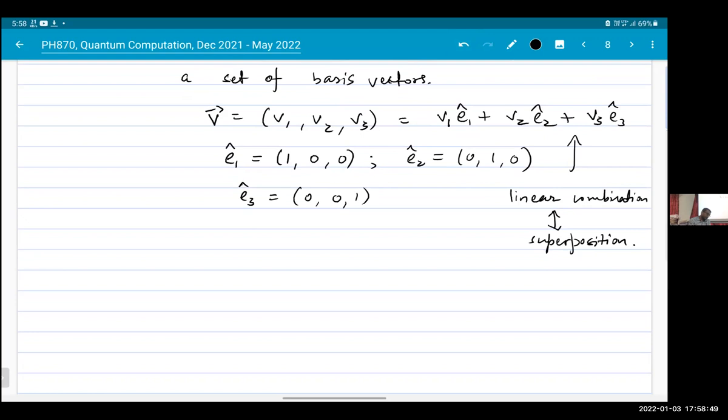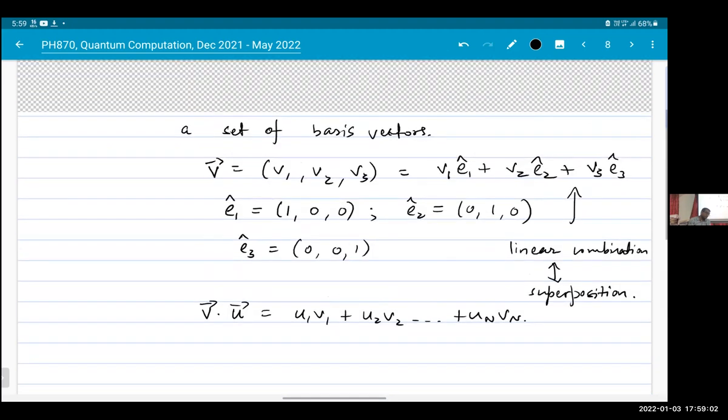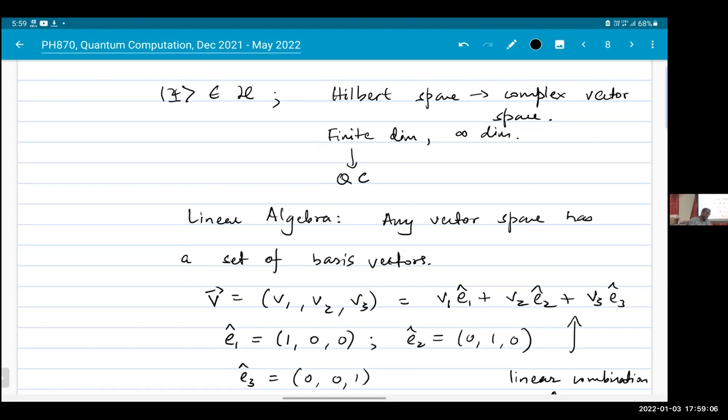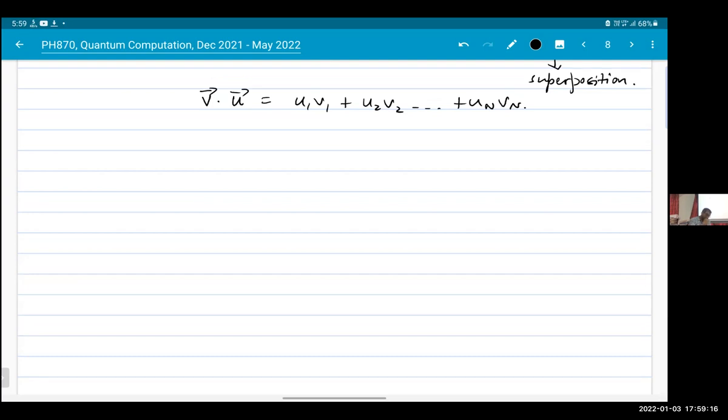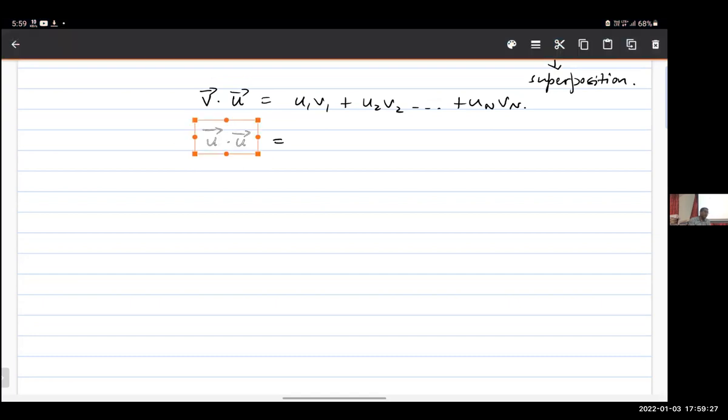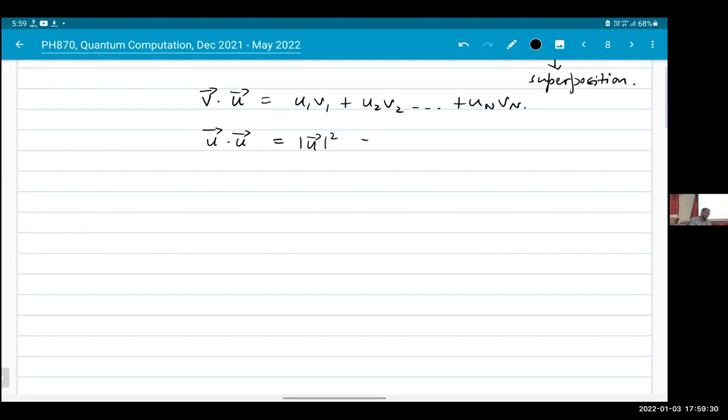What else can we do with vectors? We can take the dot product of vectors, right? So on. But there is a small issue, which is that our states are complex vectors. Now, if they are complex vectors, then there is a small complication. Because remember that you can take u dot u, right? What does this give you? This gives you u squared. This is what we normally refer to as the length squared, right? Of a vector.